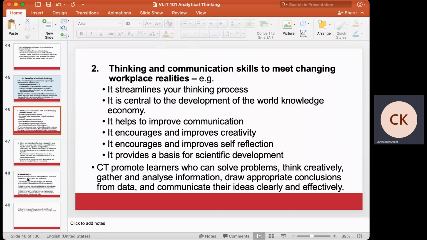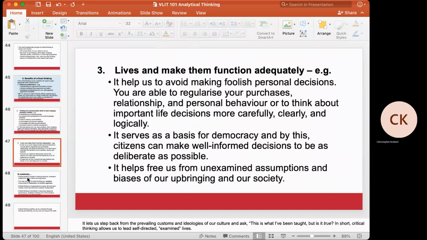The third benefit of learning critical thinking is that it improves your lives. All of us, our lives become improved, and we are able to function adequately. For example, critical thinking helps us to avoid making foolish personal decisions. So if you want your life improved so that you can make your life choices efficiently, you need to think. So when you learn how to think, you'll be able to avoid making foolish personal decisions.